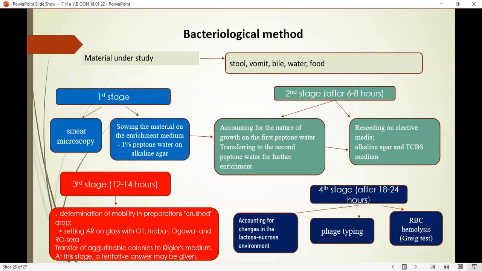Next, reseeding of agglutinable colonies on Kligler's medium is done. At this stage, a tentative answer may be given.